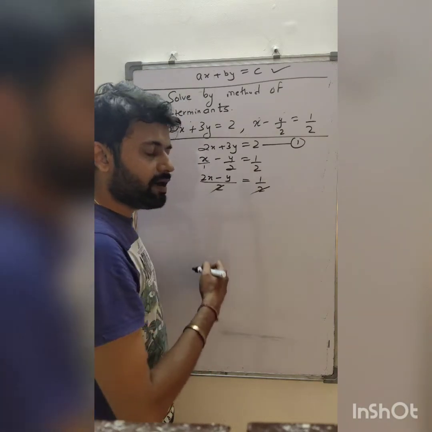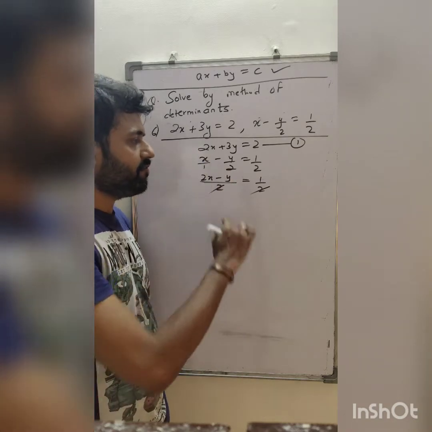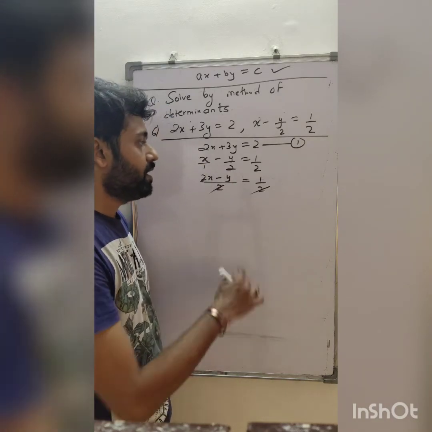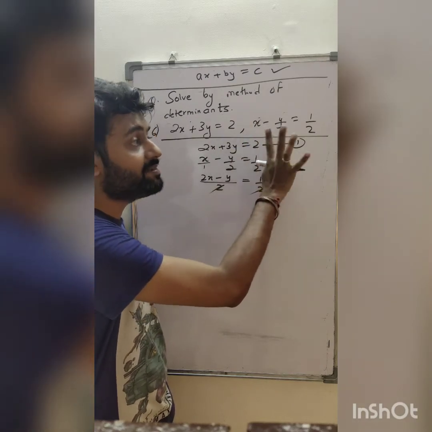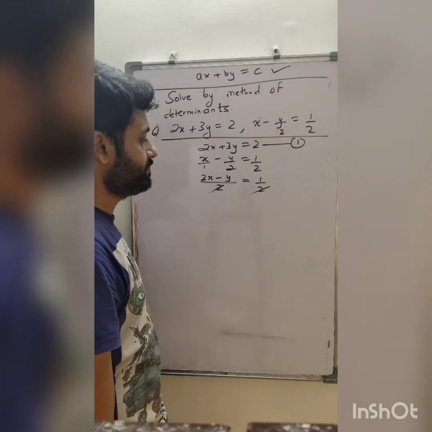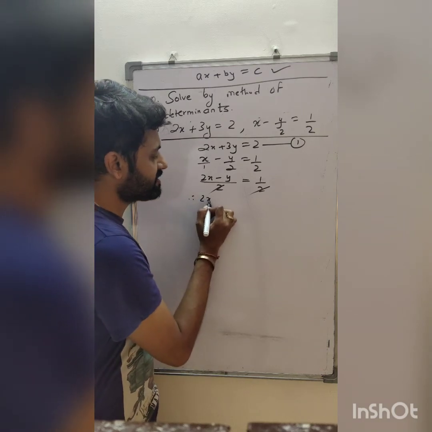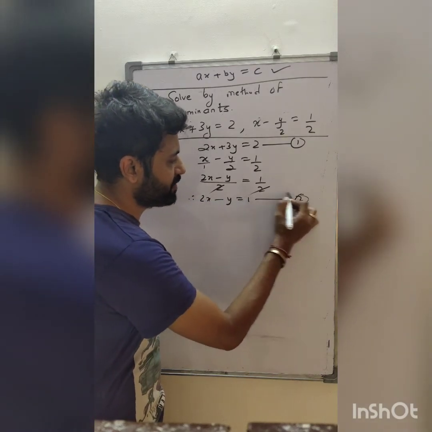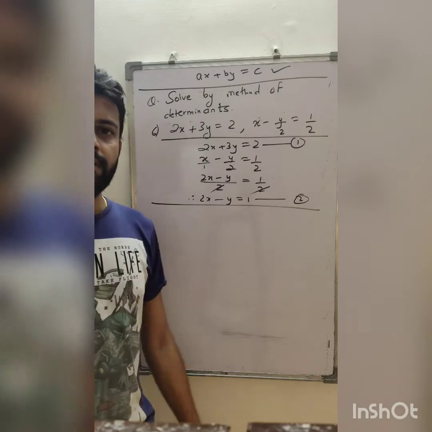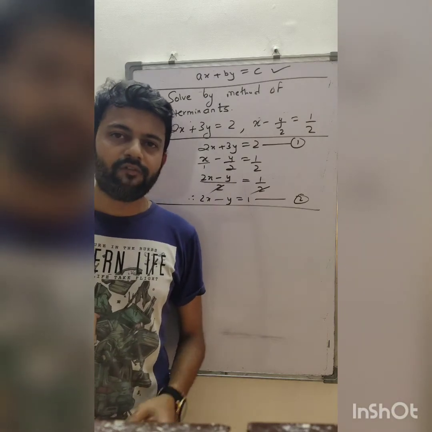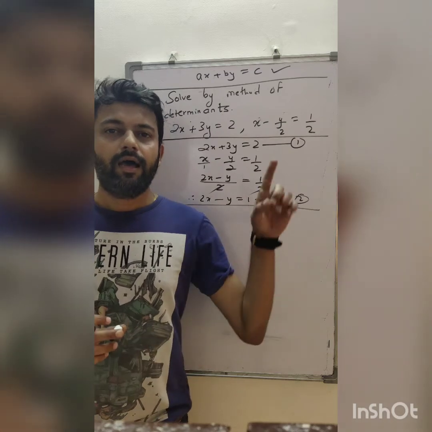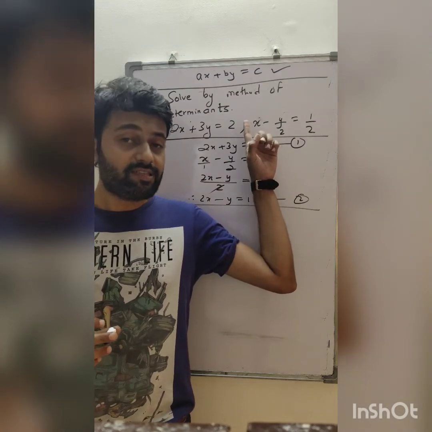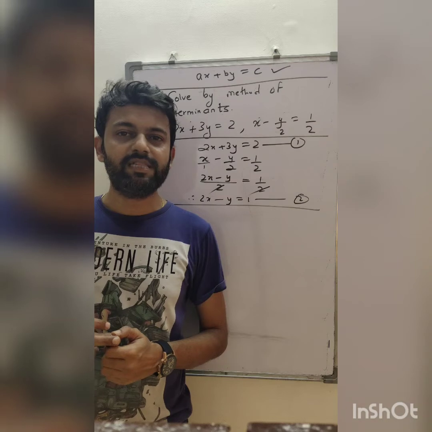And now 2 gets cancelled. We have seen one sum earlier also. Here we cannot cancel 2 and 2 because the 2 was not fully divided. It should be fully divided. I get 2x minus y is equal to 1 as my second equation. My two equations are in the form of ax plus by is equal to c. We are asked to solve the two equations by the method of determinants.